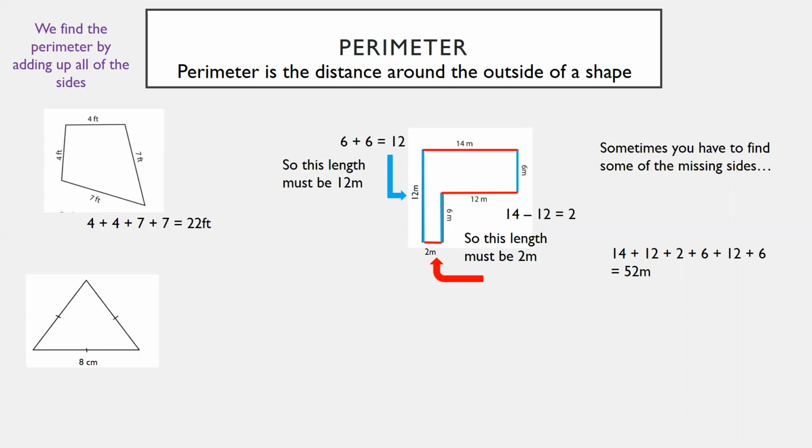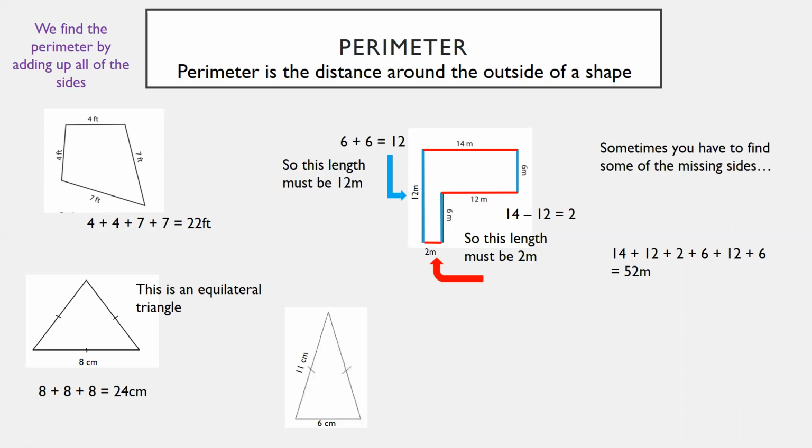Triangles, we need to make sure we know our different types of triangles. So this here is an equilateral triangle, means that all the sides are the same. That's what these little lines here mean. They're telling you that all these lengths are the same. So that means that all 3 sides must be 8 centimeters. So we need to do 8 plus 8 plus 8, and that will give us 24.